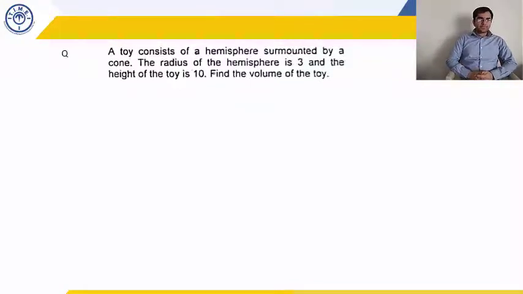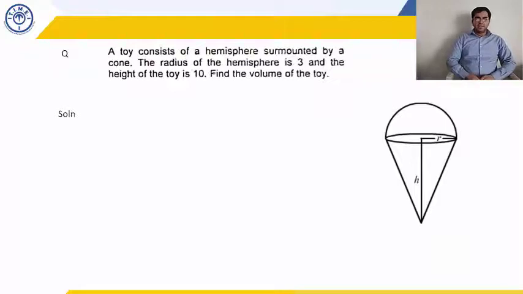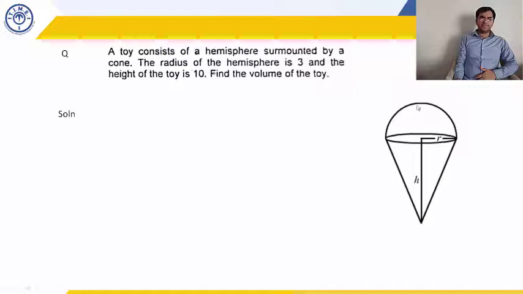Okay, so what does the figure look like? It's a hemisphere surmounted by a cone. And the radius of the hemisphere is r, and the height of the cone, let's say, is h. And you are given height of the toy as 10 and radius as 3. So when this length is 3, then this length will also be 3. What will be the total volume of this figure? It will be volume of the hemisphere plus the volume of the cone.